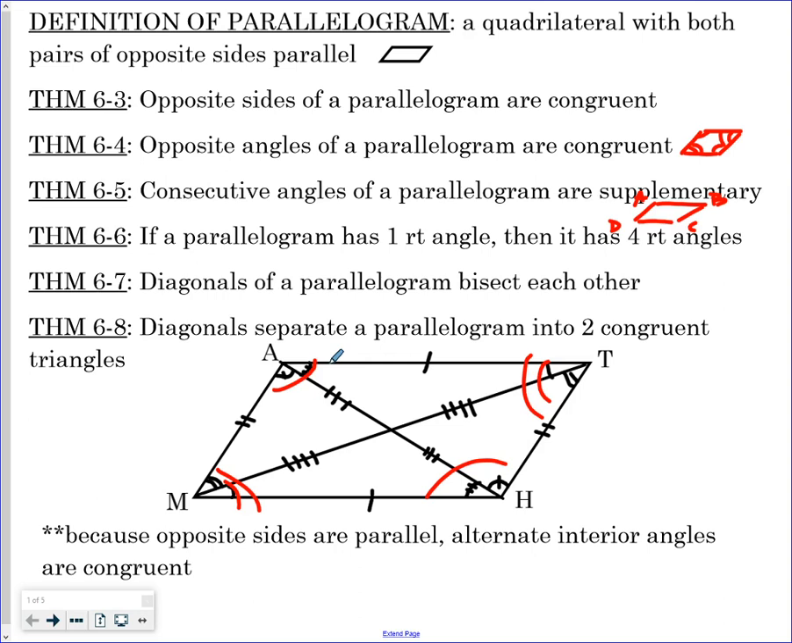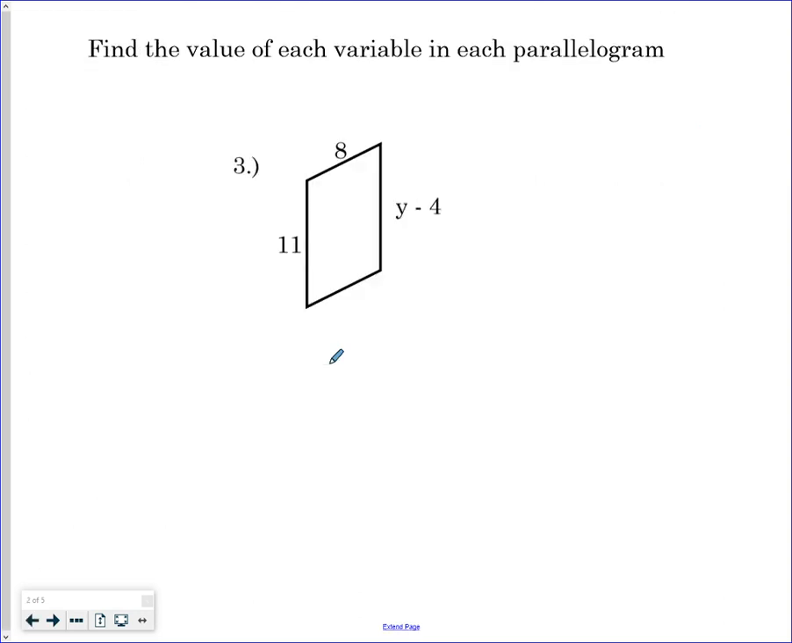Most of it you probably already could have figured out on your own, especially the alternate interior angle stuff, but some of it maybe not. You may not have realized that the diagonals bisected each other, that kind of stuff. Okay? So it's a bunch of properties you're going to have to know. All right? So we're going to use that to figure out some answers.